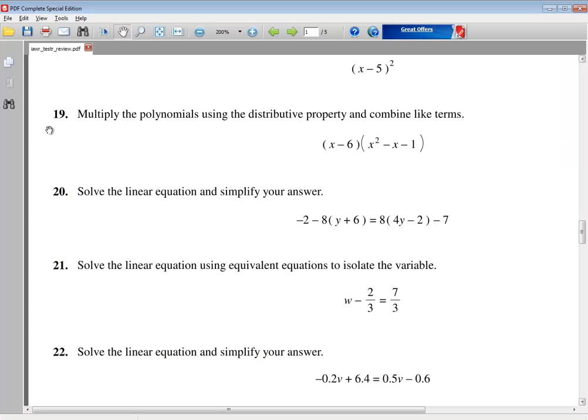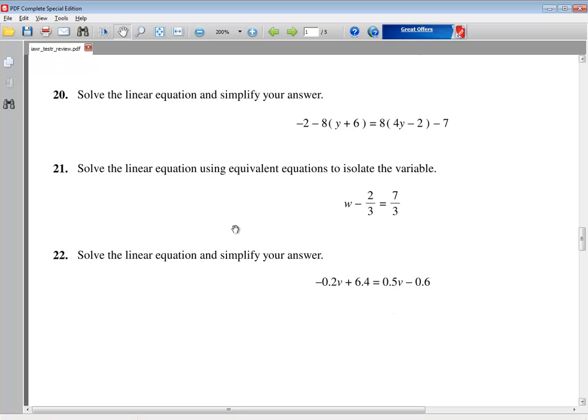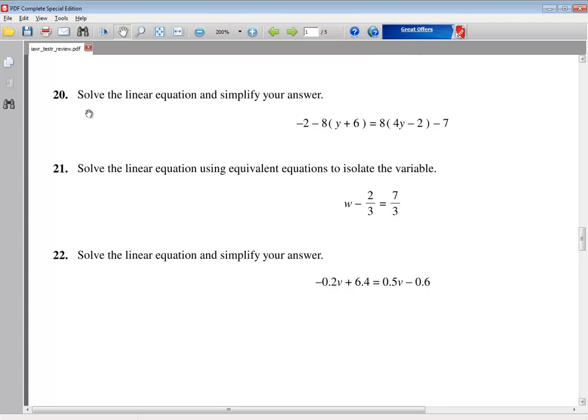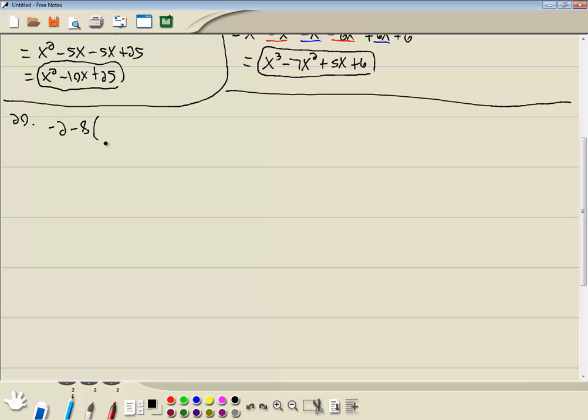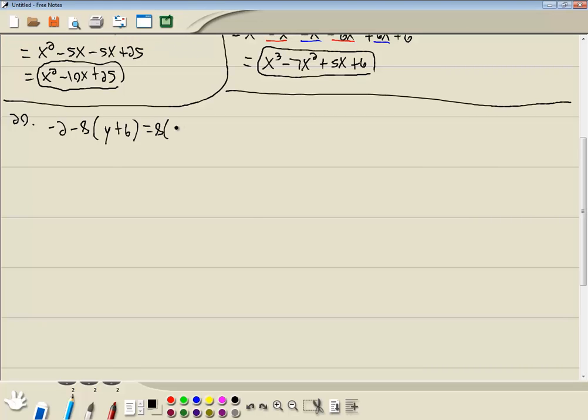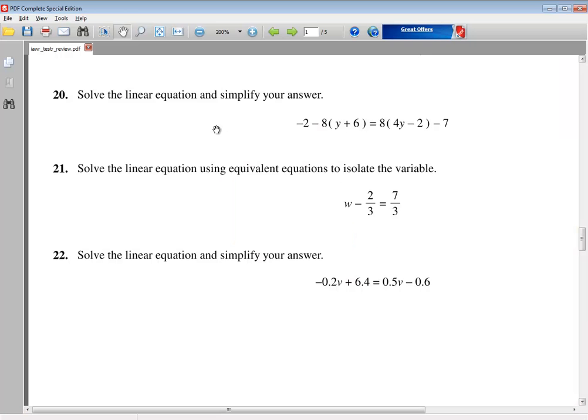Number 20. Solve the linear equation. So we got negative 2 minus 8 times y plus 6 equals 8 times 4y minus 2 minus 7.